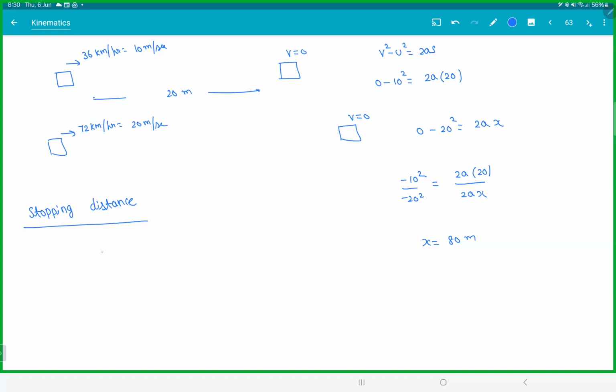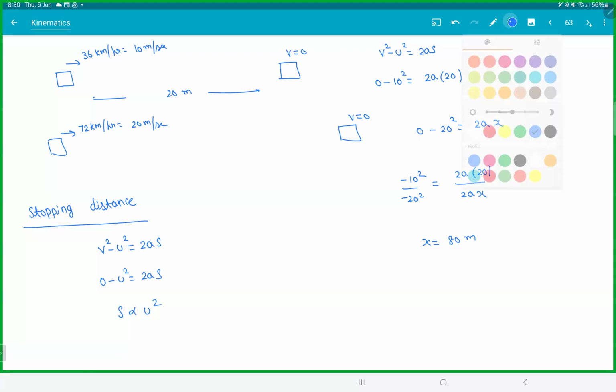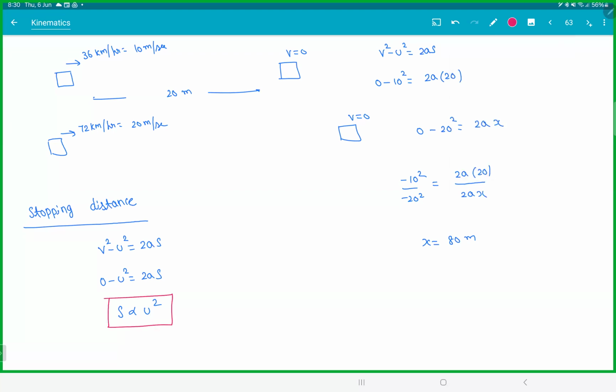So stopping distance, if you see, v square minus u square is 2as. Finally you stop, so minus u square is 2as. So we get s is proportional to u square. So if your speed doubles, distance becomes 4 times. Speed triples, distance becomes 9 times. Check it out. This is the first part.